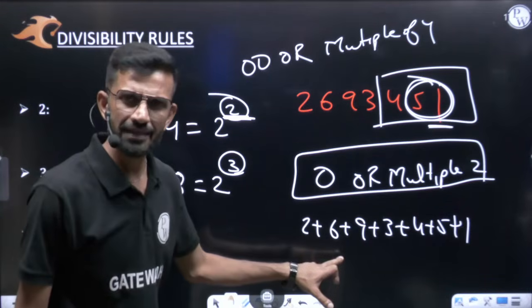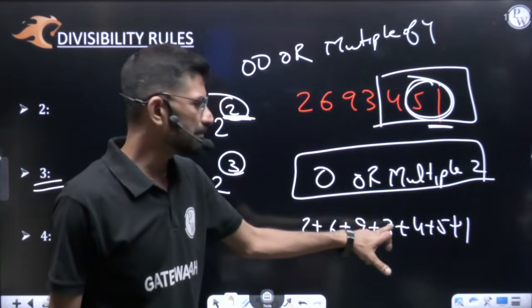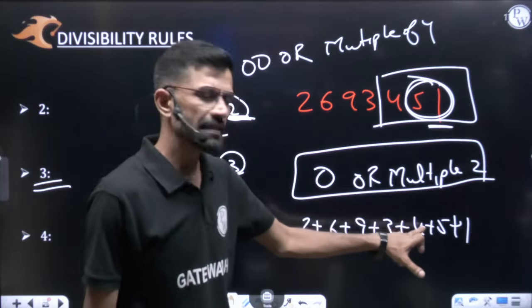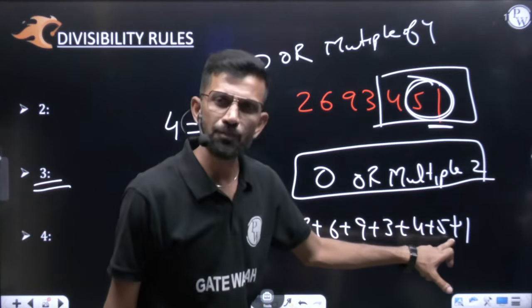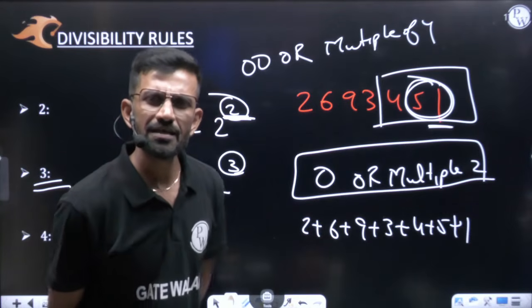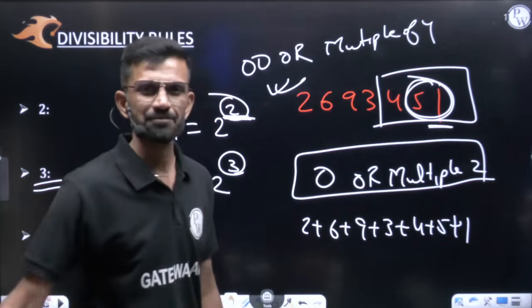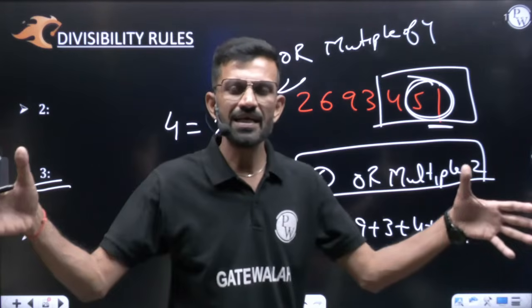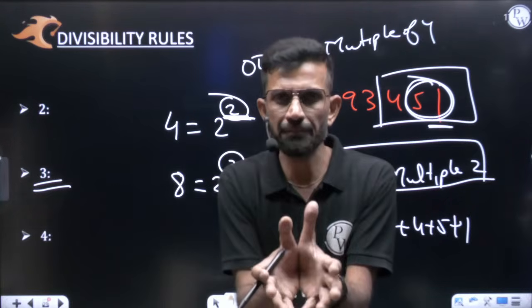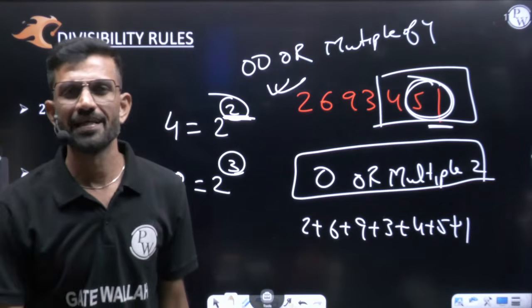2 plus 6, it becomes 8. 8 plus 9, it becomes 17. 17 plus 3, that is 20. 20 plus 4, 24. 24 plus 5, that is 29. Plus 1, 30. Is 30 divisible by 3? Yes. So this number is divisible by 3. The 3 divisibility rule says that the sum of the digits of a given number should be divisible by 3. Then the given number is divisible by 3.